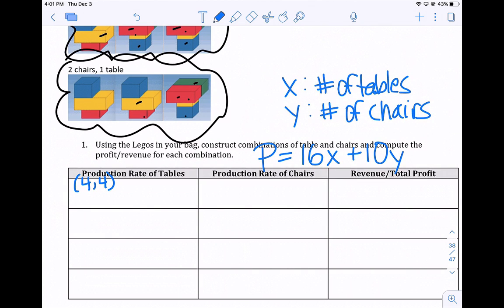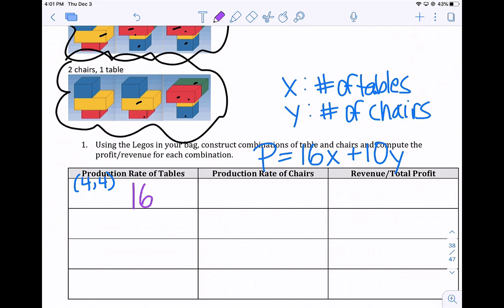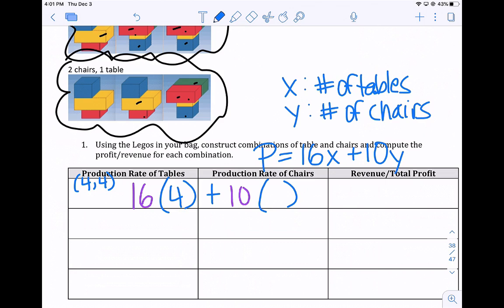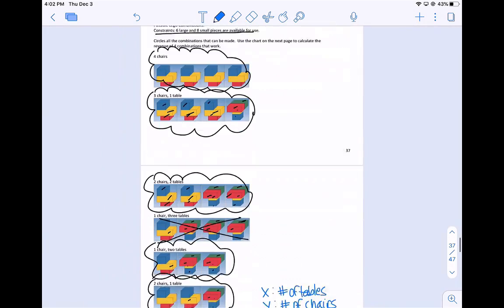It's going to be 16 times 4 plus, and it's $10 per chair. So $10 for every chair, and there's 4 chairs here. All right, what is the total on that? I know that we got 40, I don't know what 16 times 4 is. 16 times 4 is 64 plus 40. Oh, I'm sorry, this is just 4 chairs.